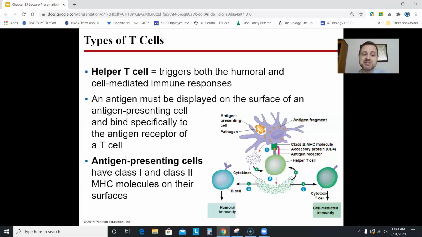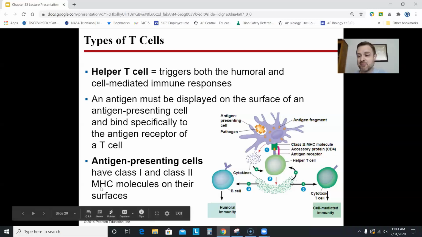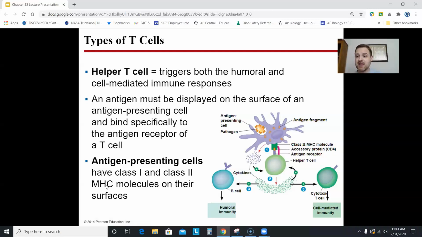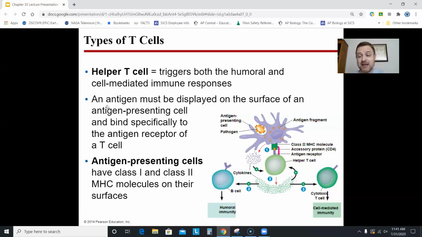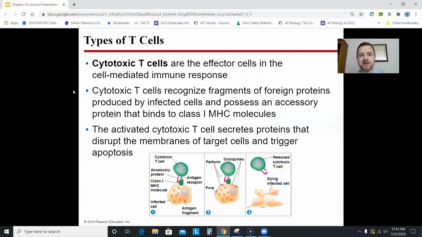And remember, antigen presenting cells are the ones that have, there's a class 1 and class 2, don't worry about that, the major histocompatibility complex, the MHC molecules on their surfaces, where they take the antigen as a trophy and present it, in this case, to a helper T cell. All right, so helper T cells trigger both the humoral and the cell-mediated response.